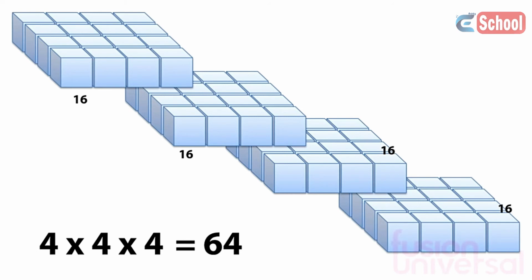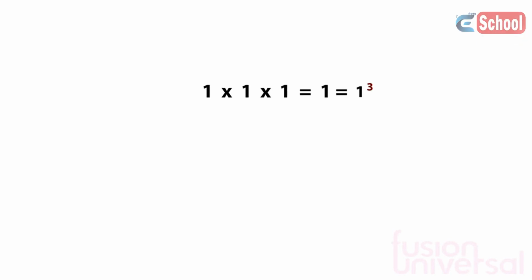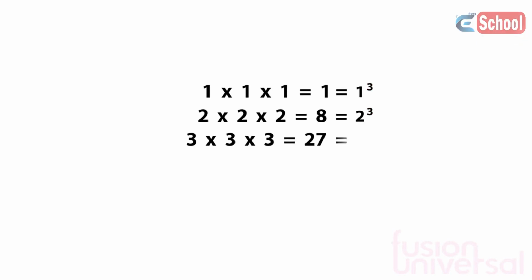Any positive integer multiplied by itself and then by itself again is called a cube number. This means 64 is a cube number. We can write this as 4 to the power 3 or 4 cubed. In a similar way to square numbers, we can look at the following pattern. These are the first 5 cube numbers.